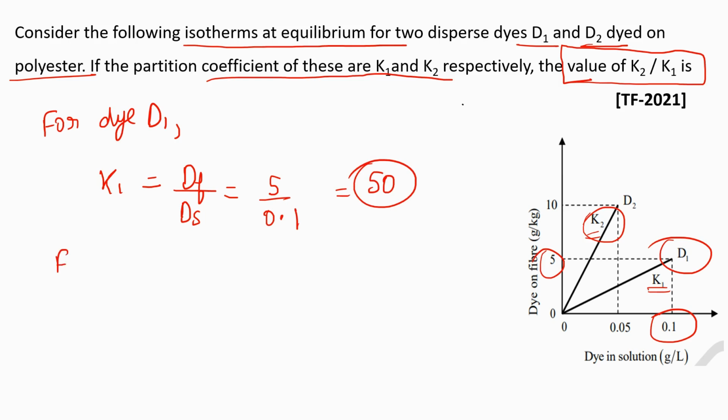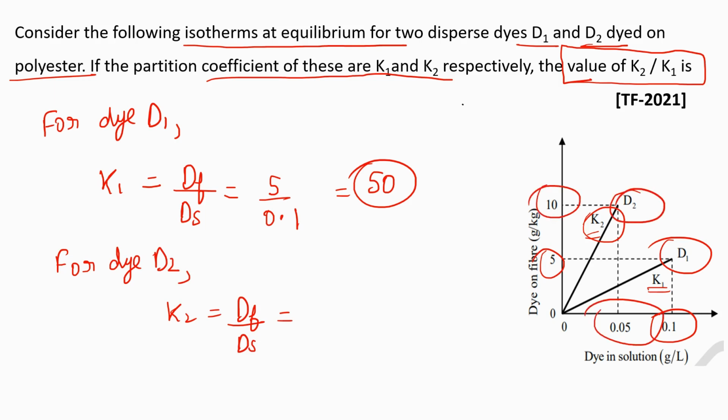And for dye D2, K2 is equal to Df upon Ds. In this case it is the same, but for D2 the dye in fiber is 10 and the dye in solution is 0.05. So it comes out to be 200.